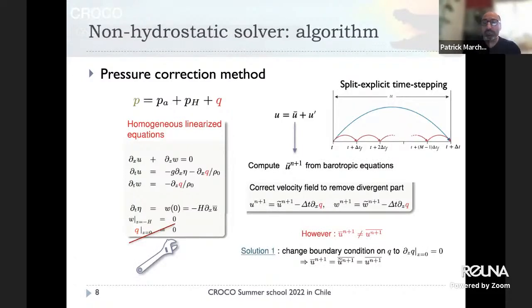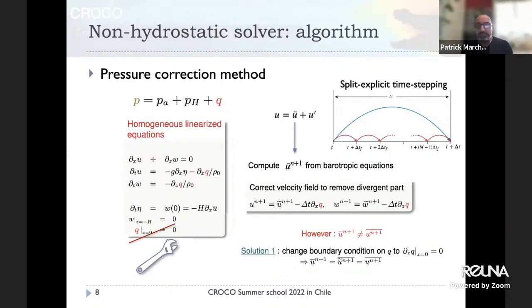So we have to compute the barotropic components before we make the correction to remove the divergent part of the equations, as I said before. And when we do this correction, we realize that the depth average of the new solution that has been corrected is no longer equal to the barotropic part. And that is a source of instability, which is very difficult to correct, actually, and it's problematic.